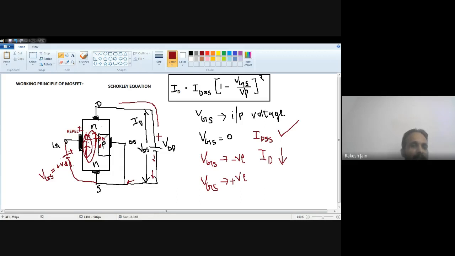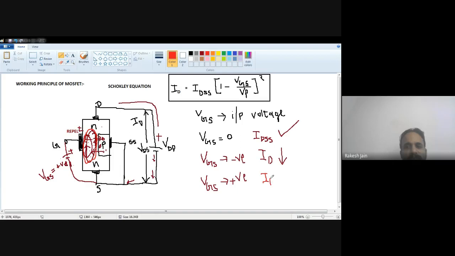And even in the p-type semiconductor, the minority carriers are electrons, and they also get attracted towards this. So the number of charge carriers in this region will increase. So the number of charge carriers which flow in the channel will now increase. It means the drain current now increases.